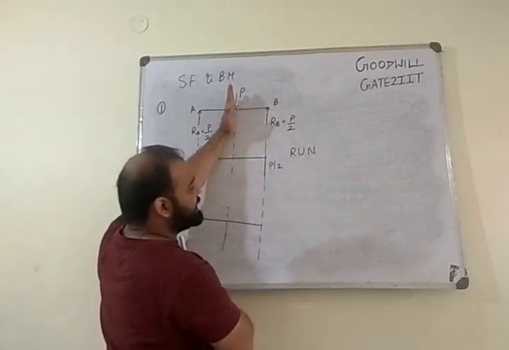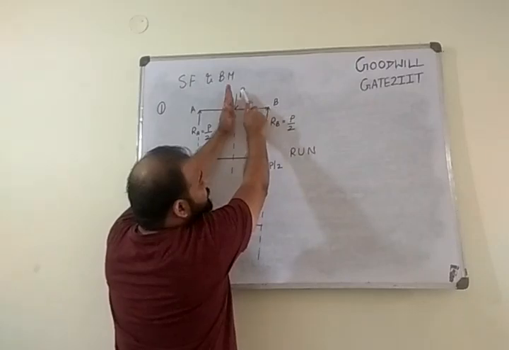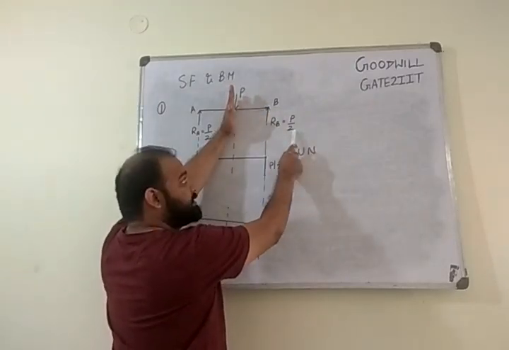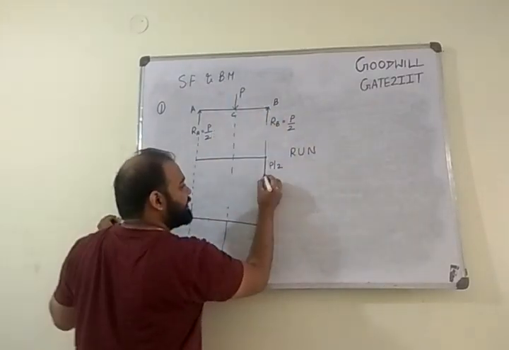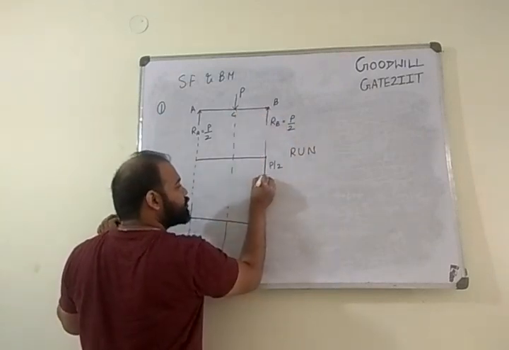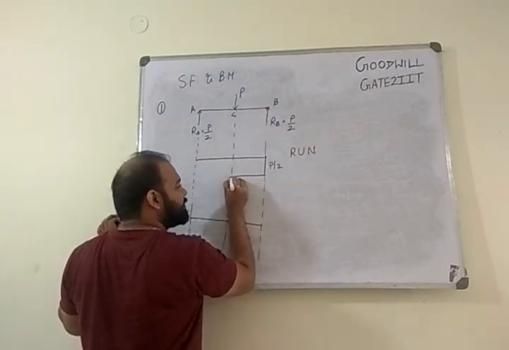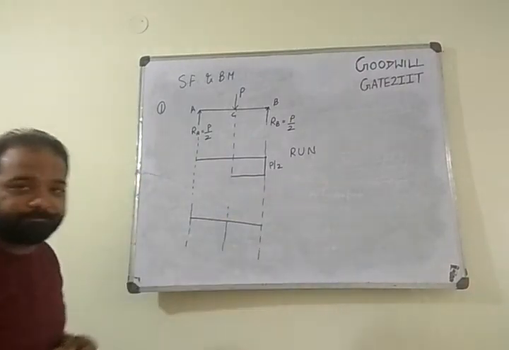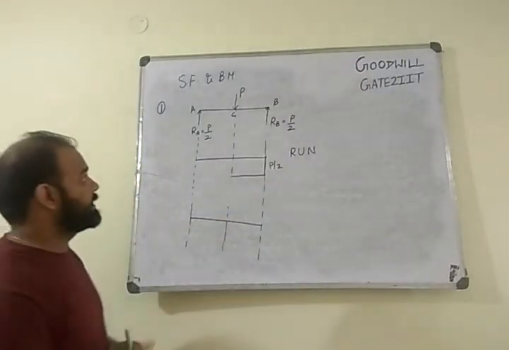Now you have reached C. At C, don't look for this force. See what you have on the right hand side. Still we have P by 2, right? That means when you move from this point till point C, the force is constant and it is nothing but P by 2. I hope it is clear.